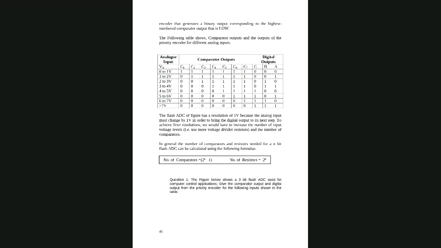For example, the last one, greater than 7. I found all comparator outputs 0, 0, 0, 0. I will go from right to left. I will see which one is the first. So the first one is the first one because all of the outputs were 0, right? So the first zero is C7. So it will become 1, 1, 1. It is so simple.